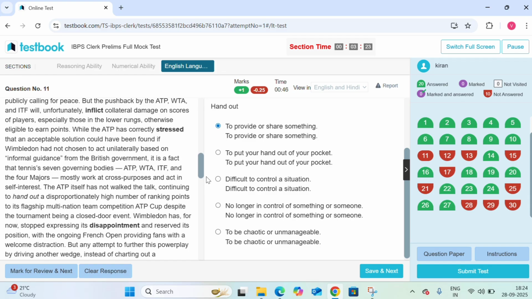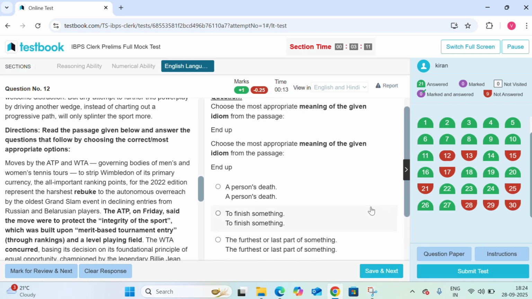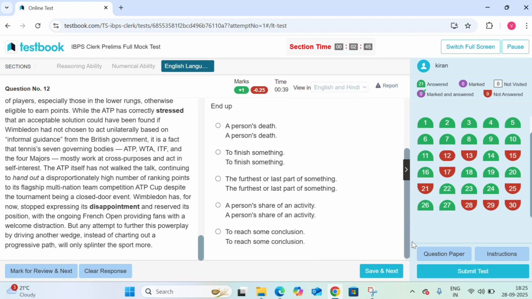An acceptable solution could have been found if Wimbledon had not chosen... End up: to finish something, to act to reach some conclusion. Now stop this disappointment. Wimbledon has almost stopped really, and by the high number of ATP points, closed door, to reach some conclusion, to finish something.